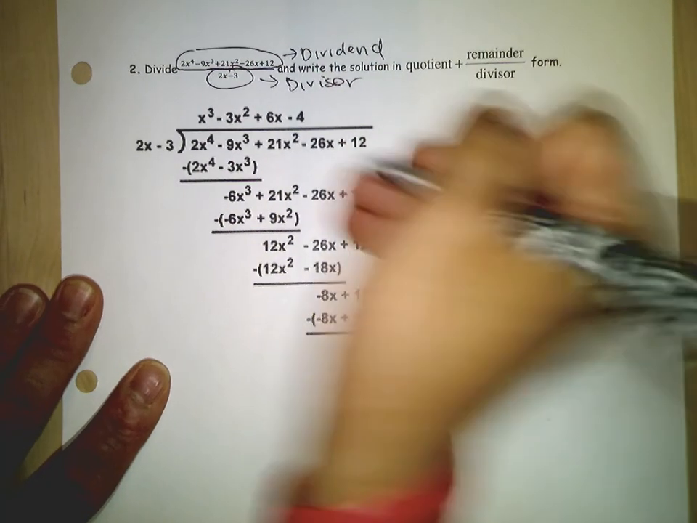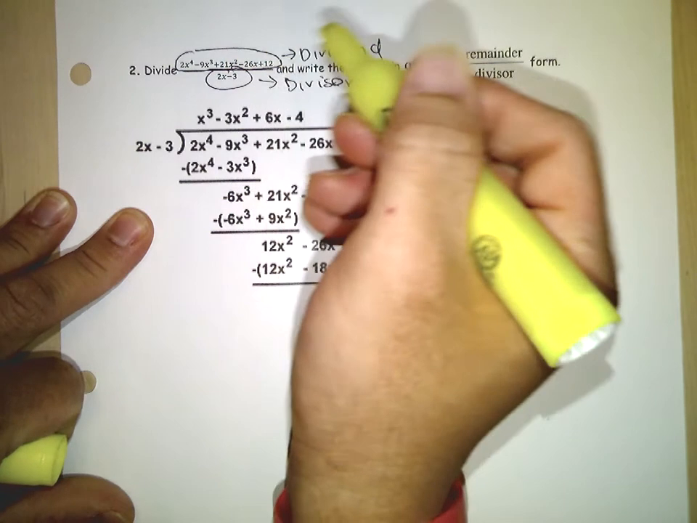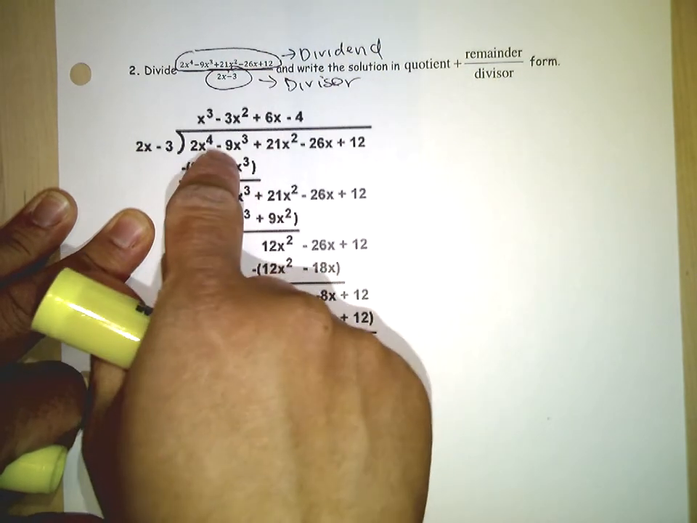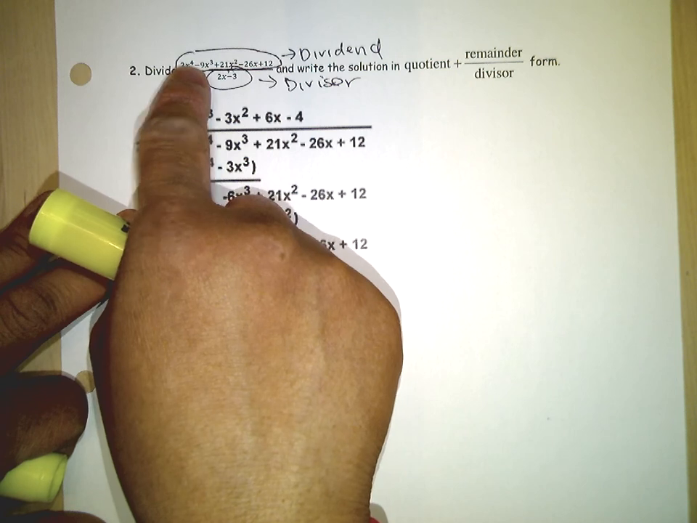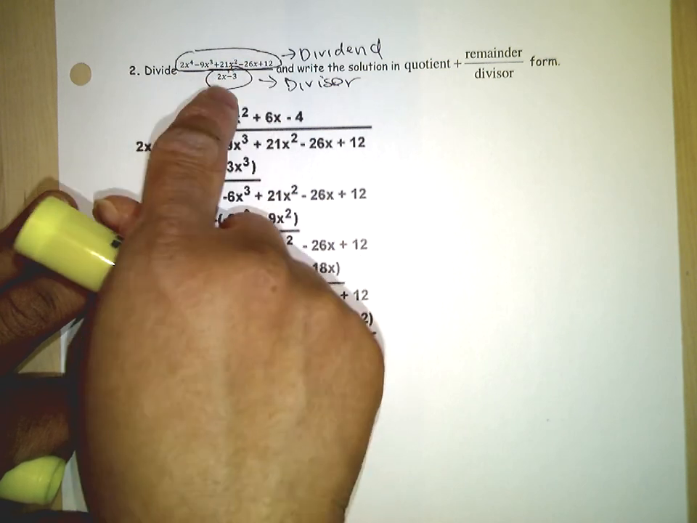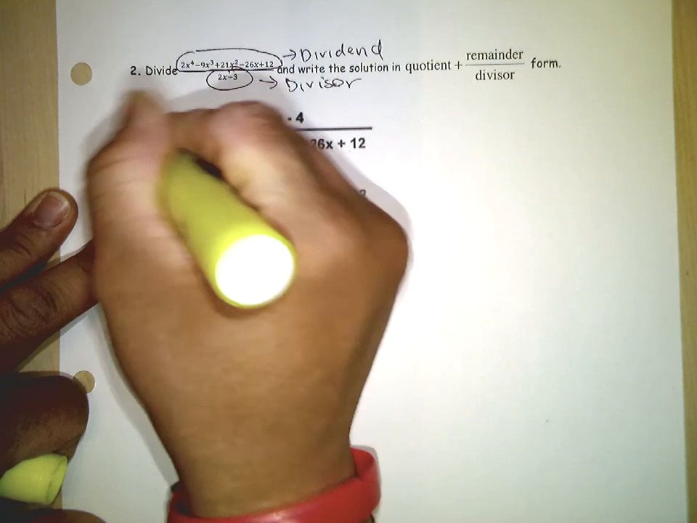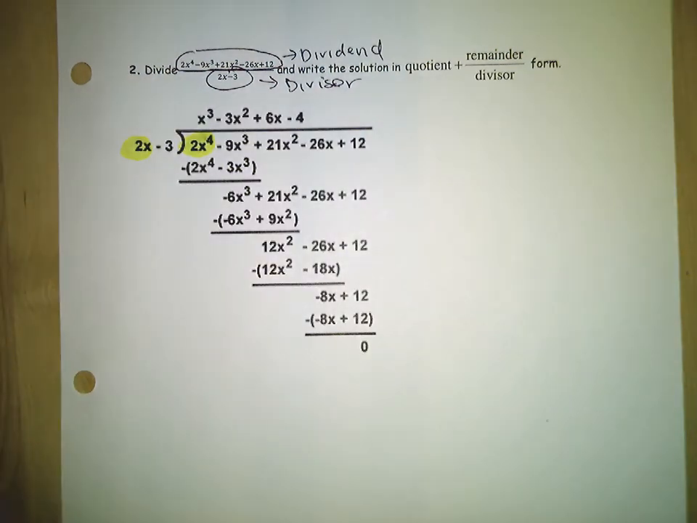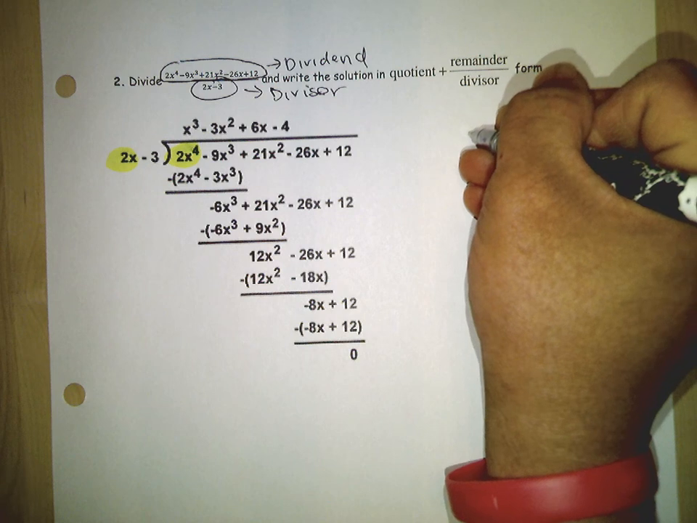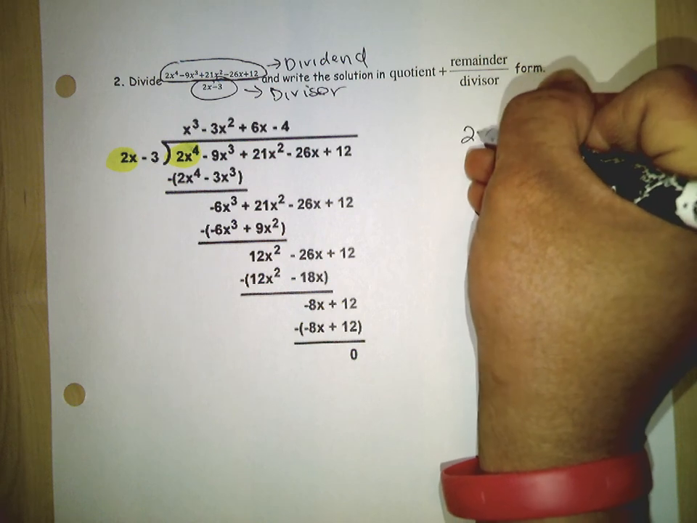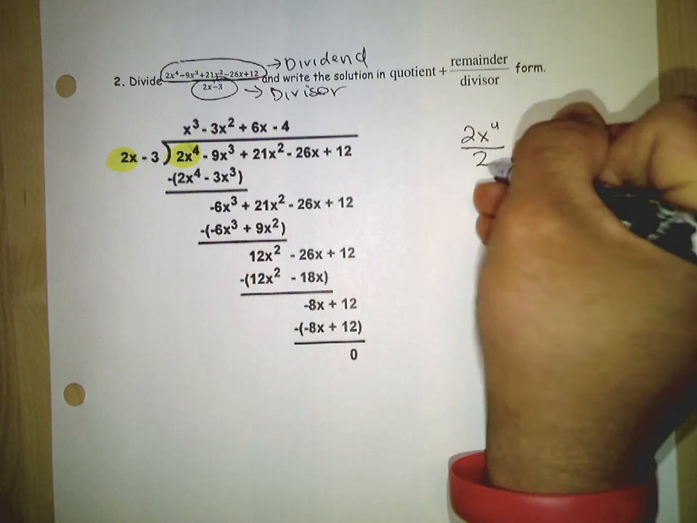All right, so first we'll start with making sure that the dividend and divisor are all in descending order. So I look at the exponents and they are in descending order: 4, 3, 2, 1, 0. Divisor 1, then 0. So I start with the leading terms of the dividend and the divisor, and I divide. So 2x to the 4th over 2x.